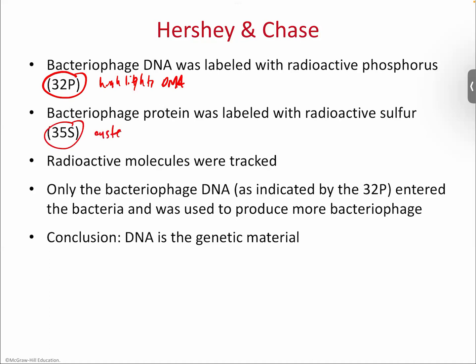S35 is in the cysteines, the sulfhydryl groups. Remember that from earlier in the chapter, a functional group, the SH group, which is in cysteines. Most proteins will have a cysteine in them, or two or three or four. So if you feed it radioactive sulfur, S35, it'll incorporate into the proteins and you'll highlight the protein.